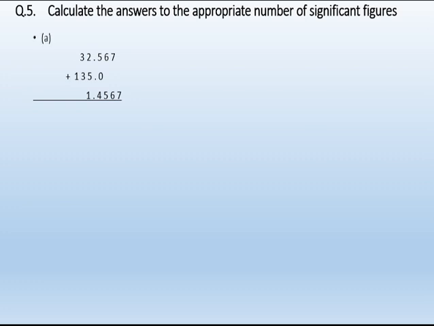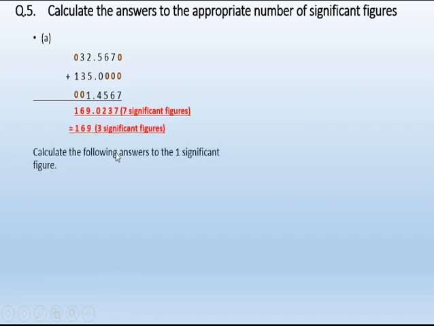Now the next example is to calculate the answer to the appropriate number of significant figures. This is our question. We have to add, but we must remember that where a number was not there, it will be replaced by 0, so the order remains the same. Now the numbers are aligned, so we can add them, and after adding we get the answer, which has 7 significant figures. But if you want to round to the whole number, it will become 169 to 3 significant figures. Similarly, calculate the following to one significant figure. Now this is 23.7 multiplied by 3.8.